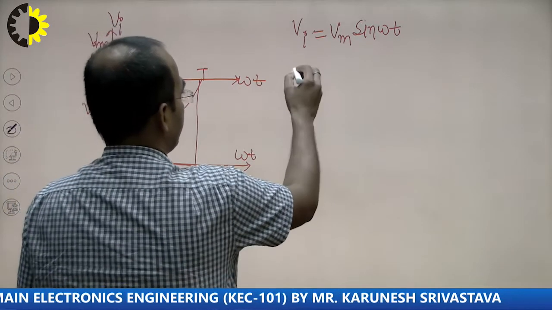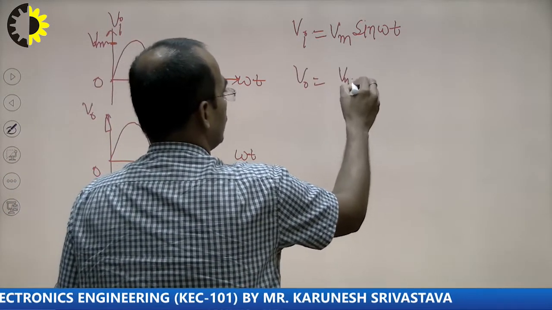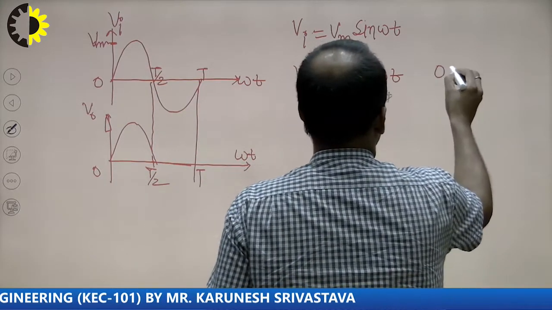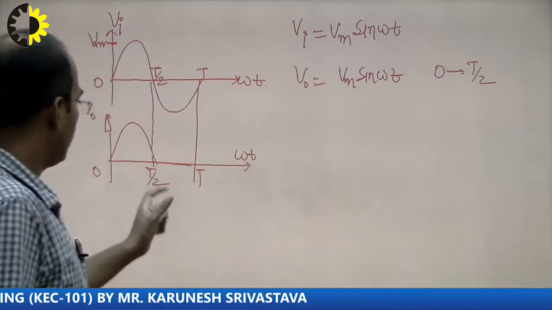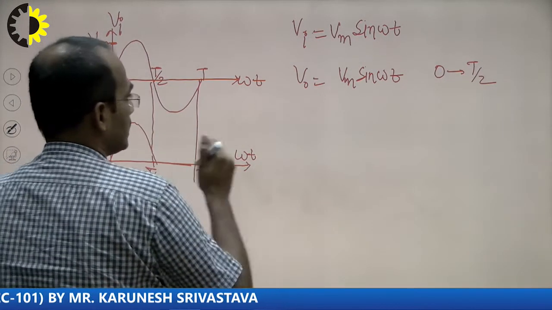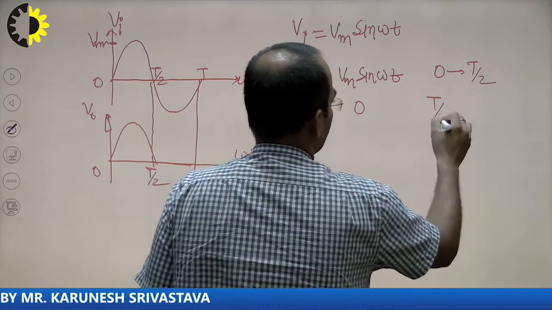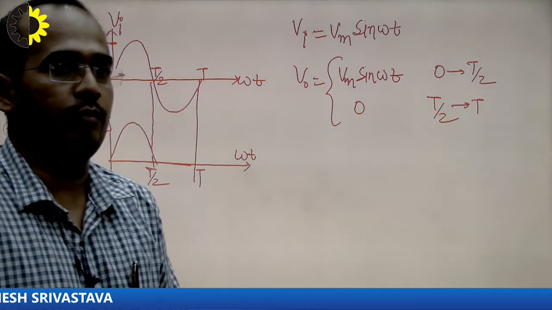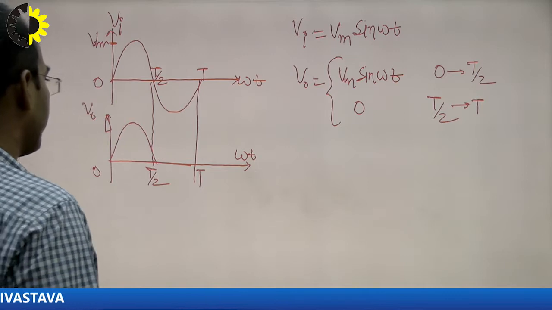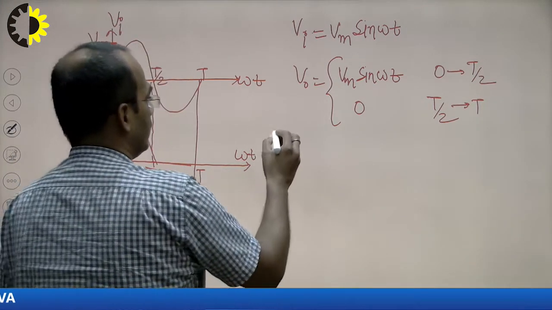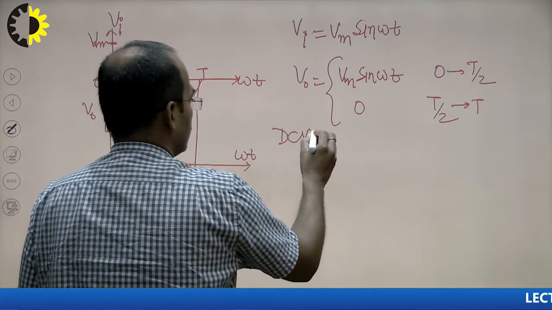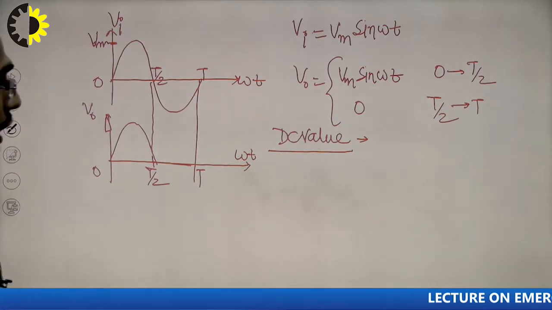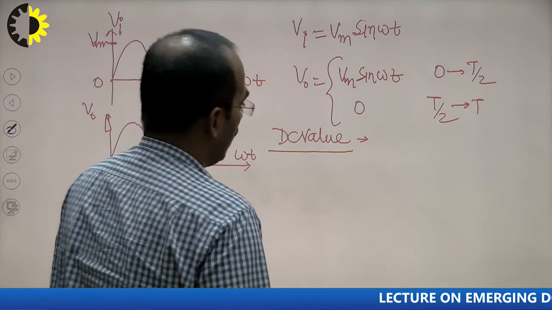So I will write here V naught is equal to Vm sin omega t for the period 0 to T by 2, and for T by 2 to T the output is 0. So I am writing here 0 for T by 2 to T. This is the mathematical expression for the output waveform of the half wave rectifier. Now I have to find the DC value of the output voltage. So how will I find the DC value?